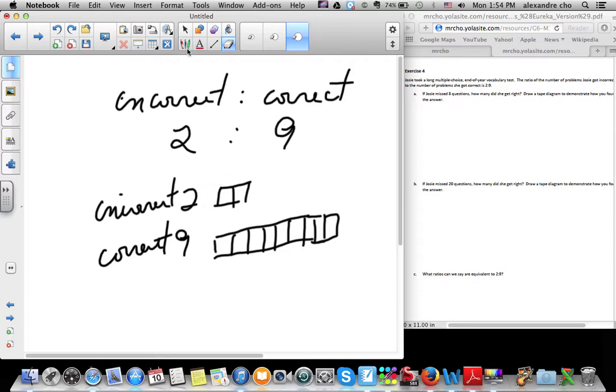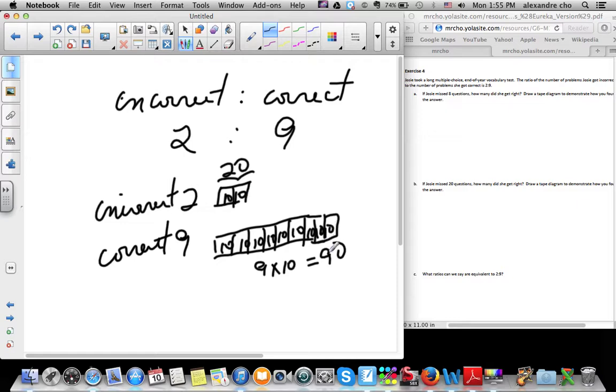Well, in this case, I'm trying to fit 20 in these two. So it would be 10 here, and guess what? It would be 10, 10, 10, 10, 10, 10, 10, 10, 10, 10, 10. So, there are 9 boxes, 9 times 10 equals 90. So she got 20 wrong, it means she got 90 right.